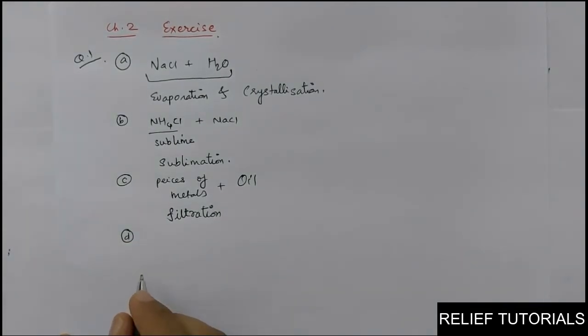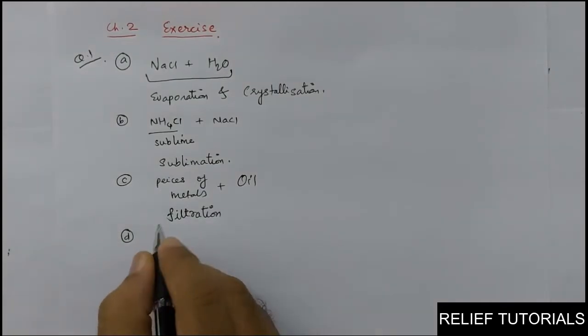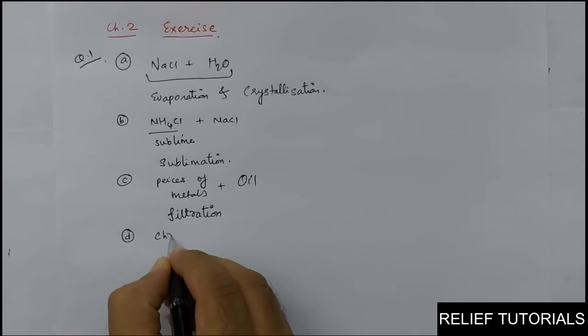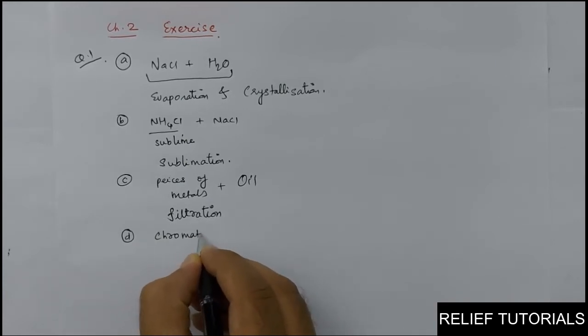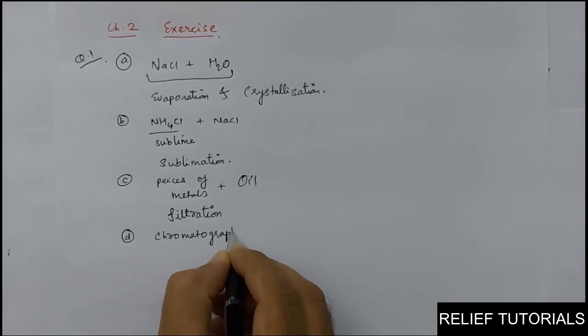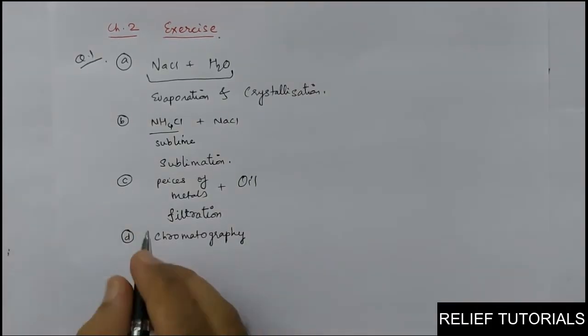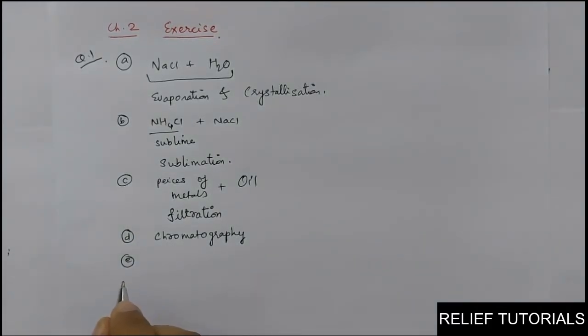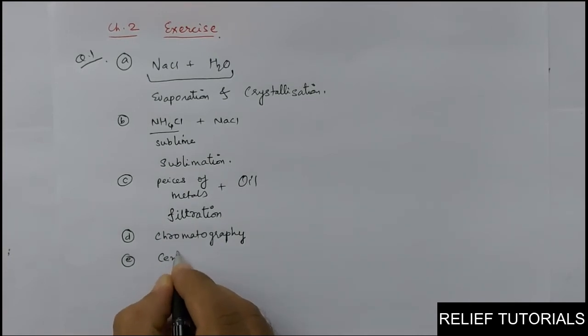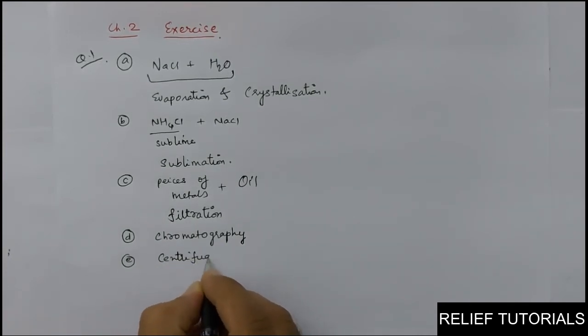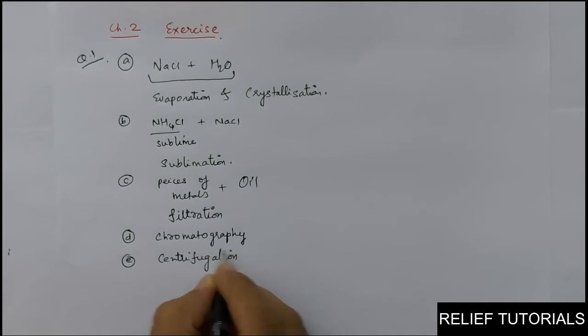D. Different pigments from an extract of flower petals. Pigments of color are to be separated from the petals of a flower. Here we are going to separate the colors, so chromatography. Next is butter from curd. Already we have seen this example. Butter from curd can be separated by the centrifugation process.